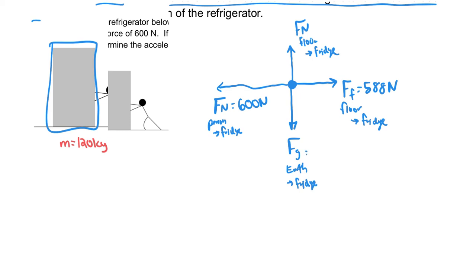And we could go ahead and find this as well, which might as well do. This is the 9.8 newtons per kilogram times 120 kilograms. That gives us 1176 newtons. And since there's no acceleration happening in the up and down direction, right, the fridge isn't floating into the air or crashing through the floor, these are also the same.